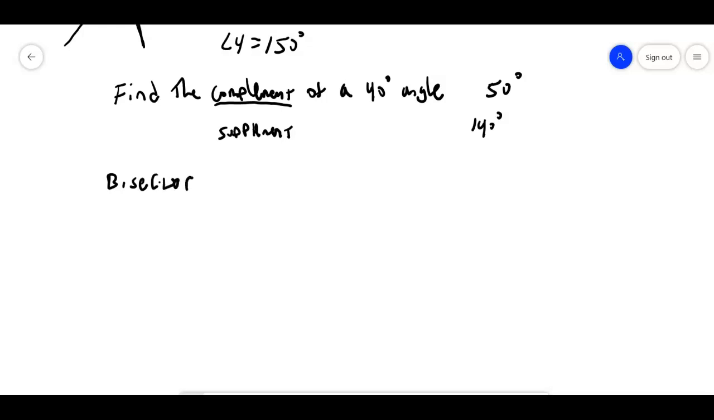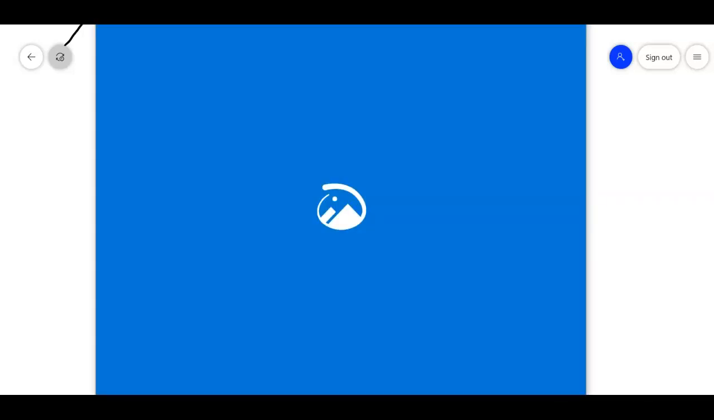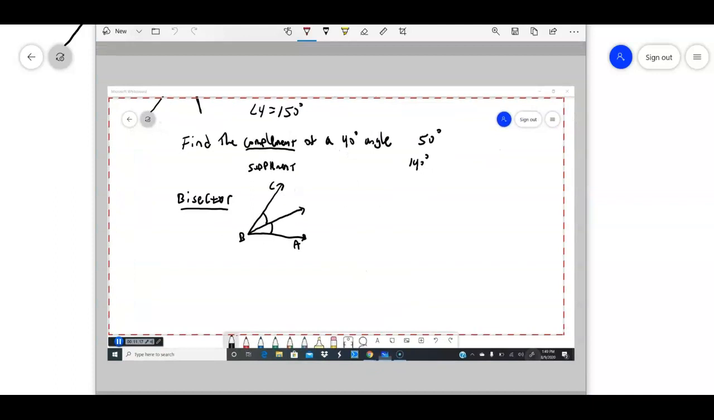And one other thing I didn't mention, bisector. Basically, anytime you see bisector, it means it cuts something in half. So if you had an angle, let's say ABC, and a bisector, a bisector cuts the angle right in half. So this angle would be the same as this angle. So for example, if the original angle was 60, then both of those would be 30. Okay, and so there's a little bit in the homework with that.